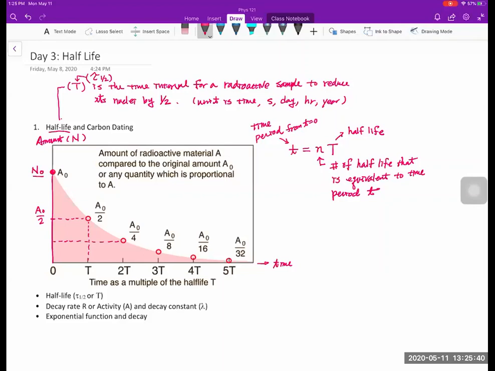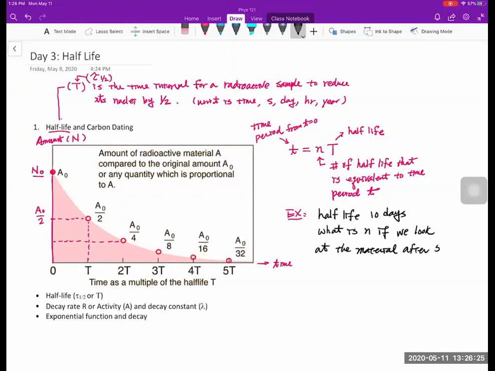Okay, so for example, let's say I have a substance whose half-life is 10 days, and I look at the material after 50 days and want to know how many N there should be.